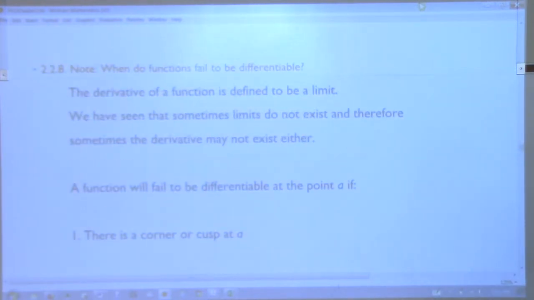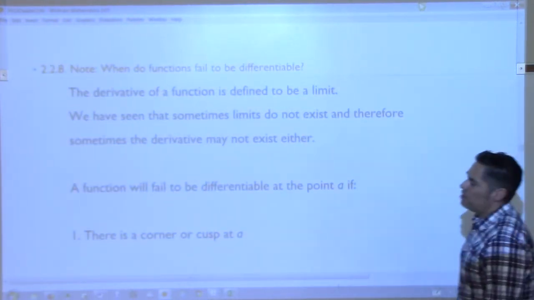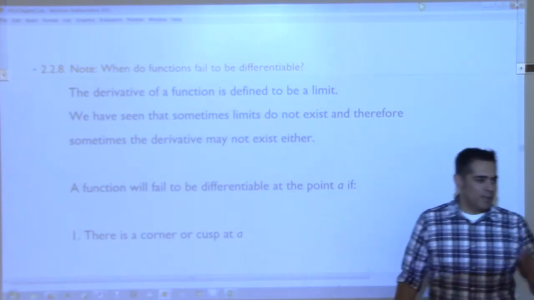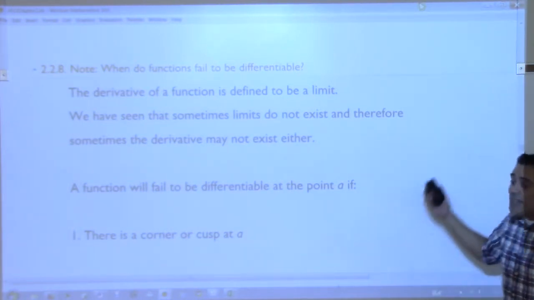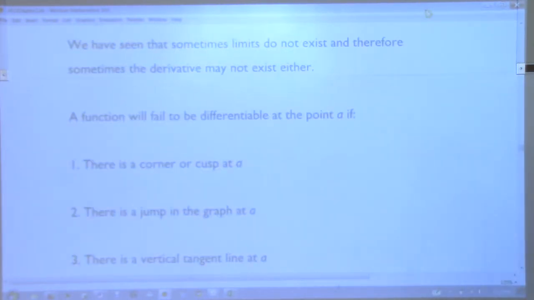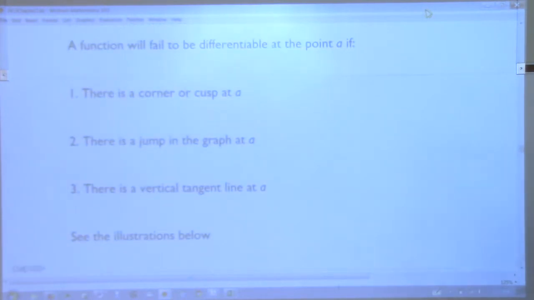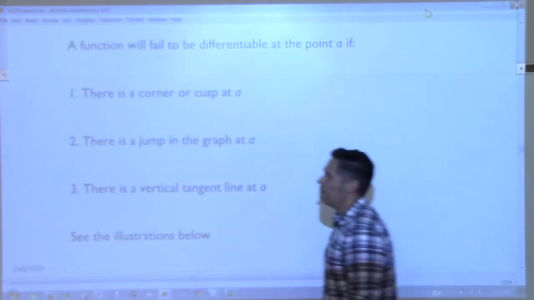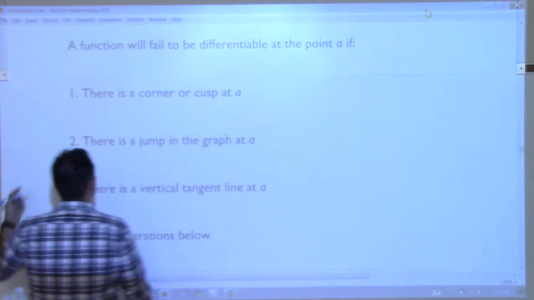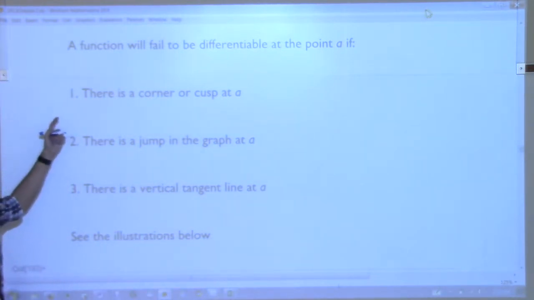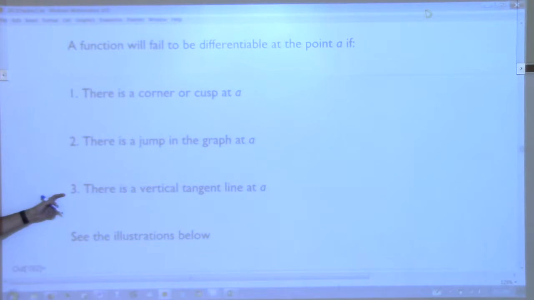So when do functions fail to be differentiable? When do we actually have problems with the slopes of tangent lines? Like when does it happen that we could have an issue? And there are in this class 3 things that we will deal with. The first is if you ever have a corner or a cusp at a point, then your function's not going to be differentiable. If you ever have a jump in the graph, you're not going to be differentiable. Or if you ever have a vertical tangent line, you're not going to be differentiable there. And I'm going to show you a picture of each one.